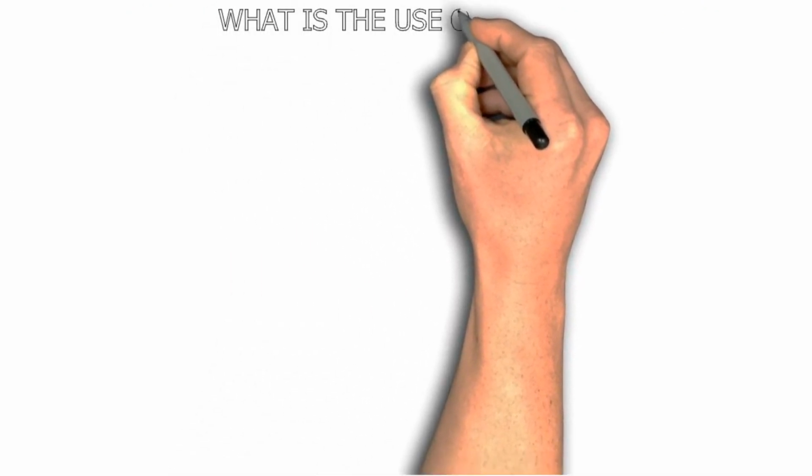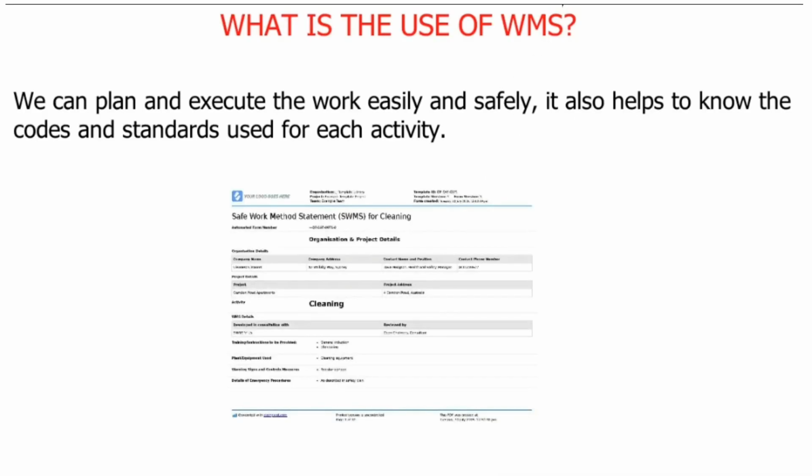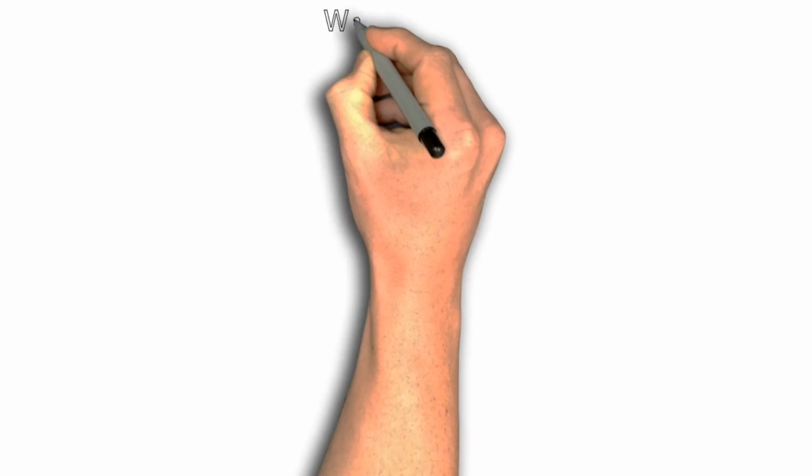What is the use of WMS? We can plan and execute the work easily and safely. It also helps to know the codes and standards used for each activity.